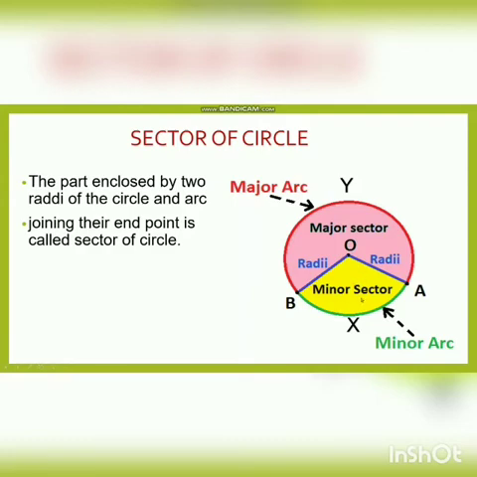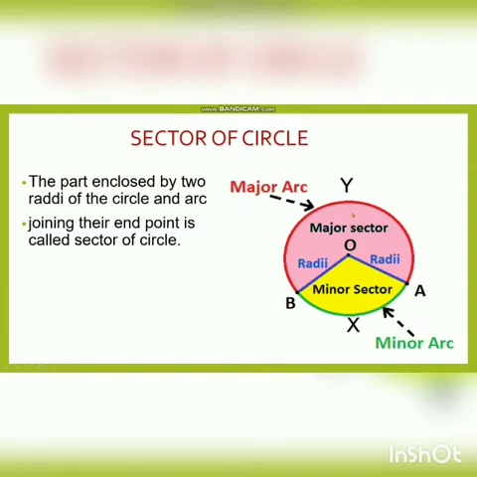This is the small part, so you can say this is a minor sector of the circle and this is the major sector of the circle. You can define the portion or part of the circular region enclosed by both radii and the corresponding arc as a sector of a circle. So this is the minor sector. You can read it as OBXA is a minor sector of the circle.